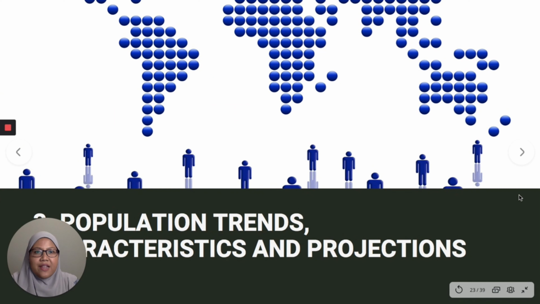For inventory element of the human community, number 3, we will look into the population trends, characteristics, and projections.